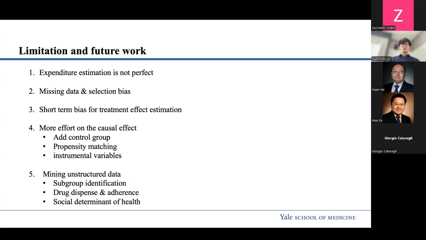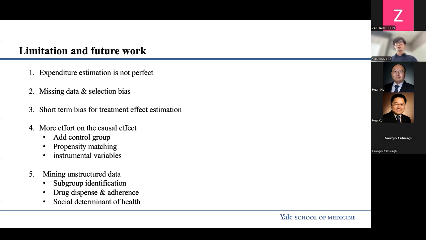Also, for the next step, we would put more effort on the causal effect. Right now, using the event study, we are just looking at the treatment group, so we don't have any control group. For the next step, we would add a control group, maybe using propensity matching, and we're going to try to find instrumental variables to identify the causal relationship between semaglutide, clinical outcomes, and expenditure.